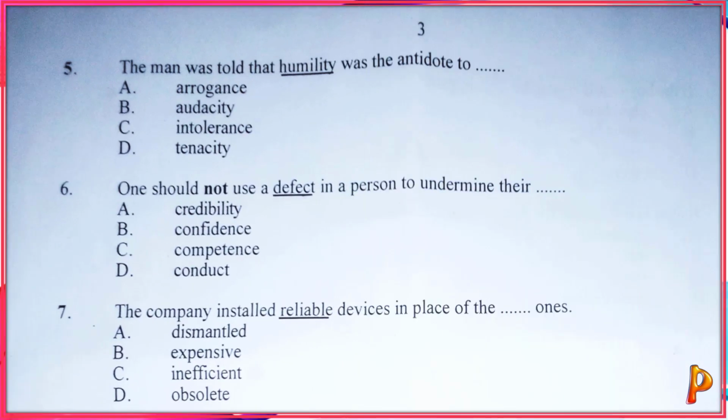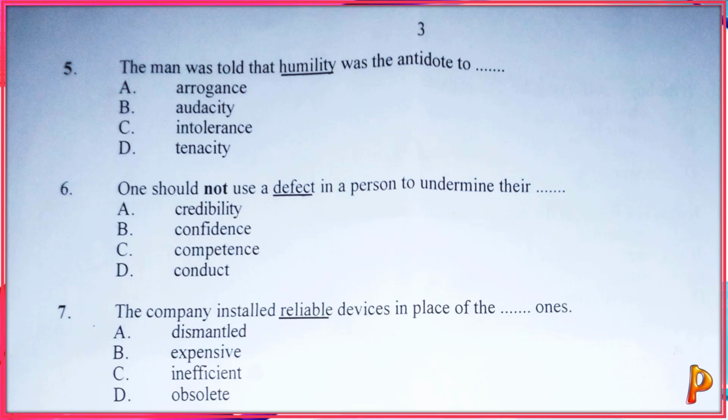Question 5. The man was told that humility was the antidote to dash. A. Was the antidote to arrogance. B. Was the antidote to audacity. C. Was the antidote to intolerance. D. Was the antidote to tenacity. The correct answer to this question is answer A. The man was told that humility was the antidote to arrogance.